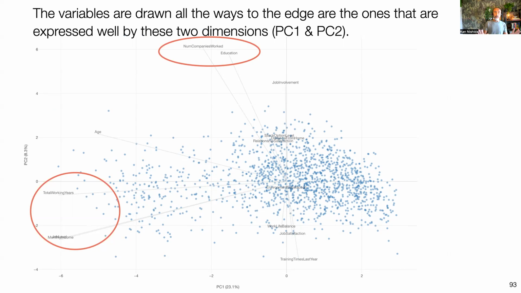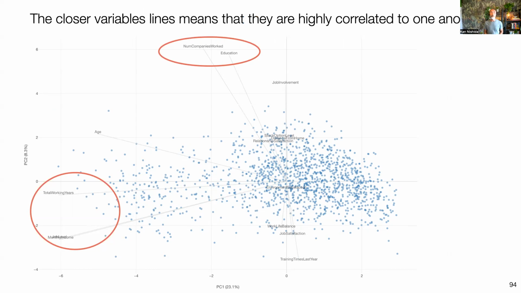In this case, we can see number of companies, education at the top, or total working years and age and monthly income and so on. These are well expressed in this two-dimensional space. So we can see that relationship very clearly. What that relationship is: the closer the variable lines are, the more highly correlated they are to one another.